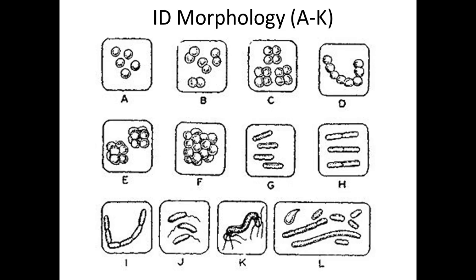As you wrote out in words what you're seeing, you should have also done drawings of these shapes. And vice versa. You should be able to describe it in words as well as drawings. So this first one, anyone know what this one is? Cocci, if you're talking about all of them. If you're talking about a single one, coccus, right?